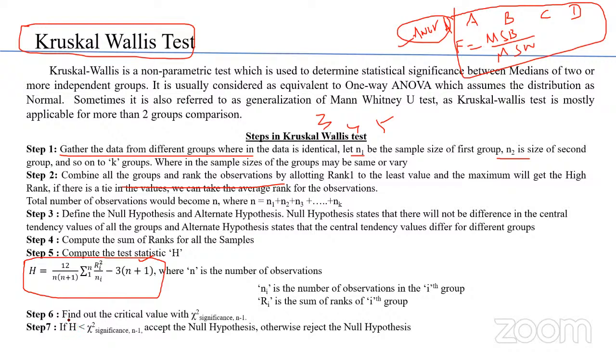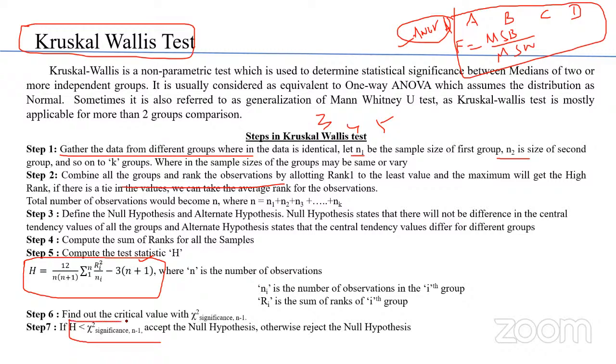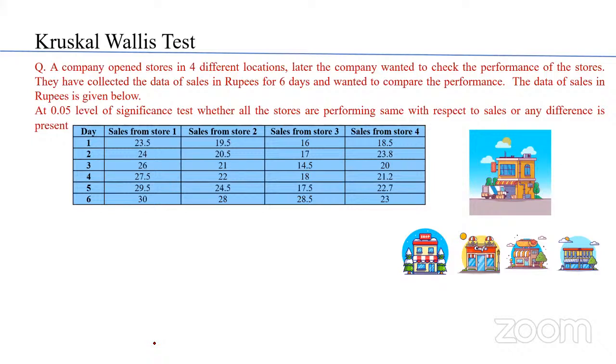If you have the H statistic, here again you are going to use your chi-square table to find that value. And here also you follow the normal thing: if the calculated value is less than the significance value, we will accept the null hypothesis. Only in the case of the Mann-Whitney U test and Wilcoxon signed rank test, we'll follow a reverse pattern. Apart from that, all the other tests will follow the normal thing only. The procedure is quite simple, like the Mann-Whitney U test, so I'm not spending time on that.